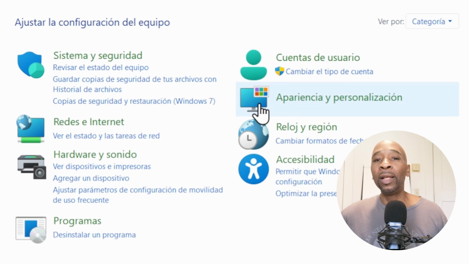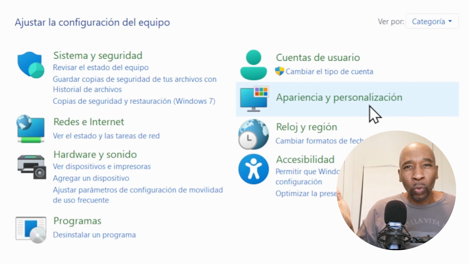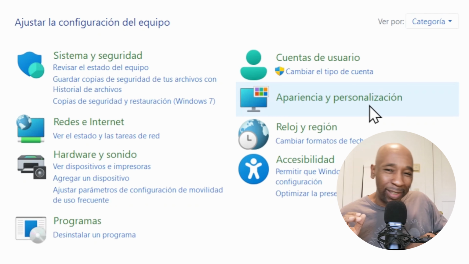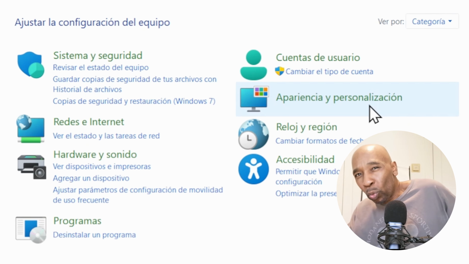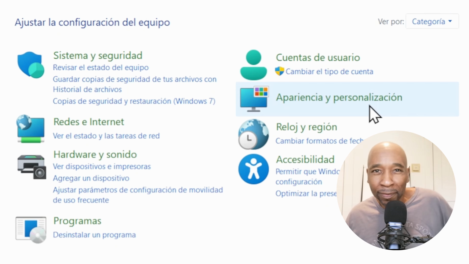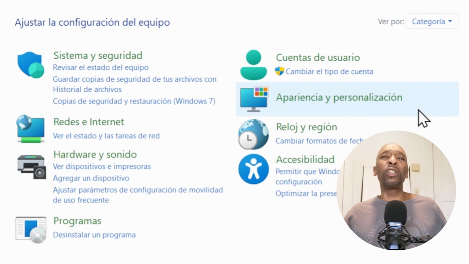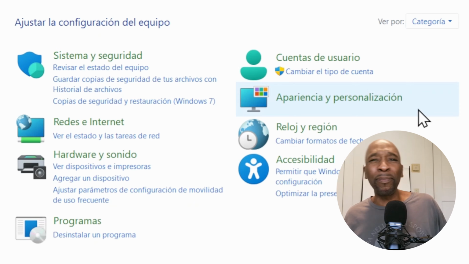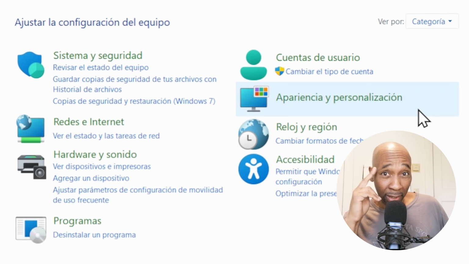Now we have apariencia y personalización. I like that word. It just rolls off the tongue. Personalización. Smooth. Once you start learning Spanish, you're gonna learn how to handle these words. Don't let these words bully you. They sound big and bad, but once you learn how to handle them, you can tame them down to your level. So just hang in there. Keep learning. Hang with me.